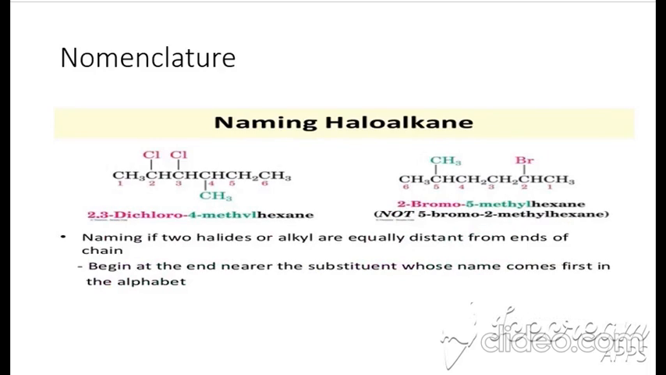Now next, look at this. For example, here if there are 2 chloro, the same prefixes should be assigned, dichloro, trichloro, and other methods are the same. So in naming, if both sides are same, you should prefer your substituents. This is the same. So naming of haloalkanes is very simple and according to the alkane.